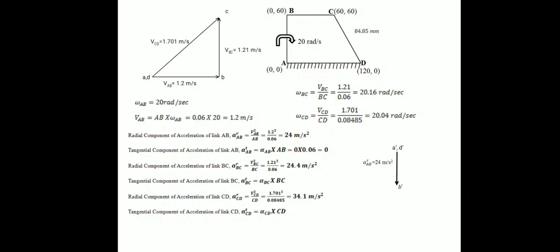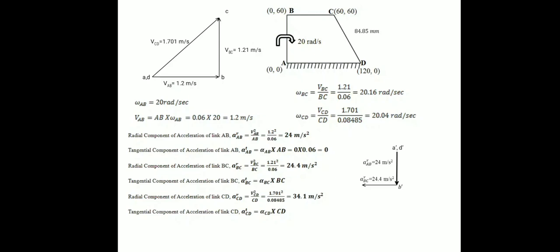Now we need to find the radial component of link BC, and that is given as AR BC is equal to V square BC by BC equal to 1.21 square divided by 0.06 equal to 24.4 meter per second square. Since the link is moving in clockwise direction, the radial component will act in the opposite direction. So the final value will be like this, and this will be AR BC, that is given as 24.4 meter per second square.